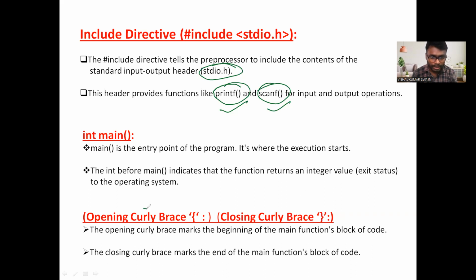Now this one is the open bracket and close bracket, the curly brackets. Whenever you write any function, such as the main function, after that you write the curly bracket, then any statements you write, and then the close bracket. I think you already know this. The open curly bracket marks the beginning of the main function, and the close curly bracket marks the end of the main function. Clear, everyone?